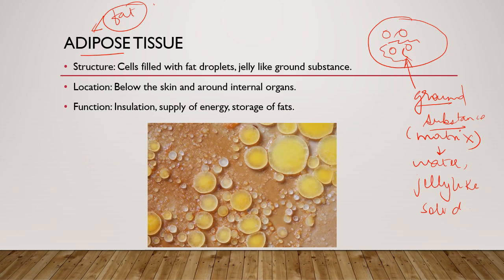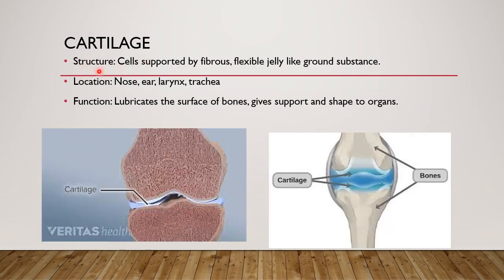Then we have cartilage. Cartilage's structure is cells supported by a fibrous, flexible, jelly-like ground substance. That means it can move. Where is it present? Nose: you can move your nose. That is cartilage. You can move your ear. That is cartilage present. So it is flexible and it is fibrous.